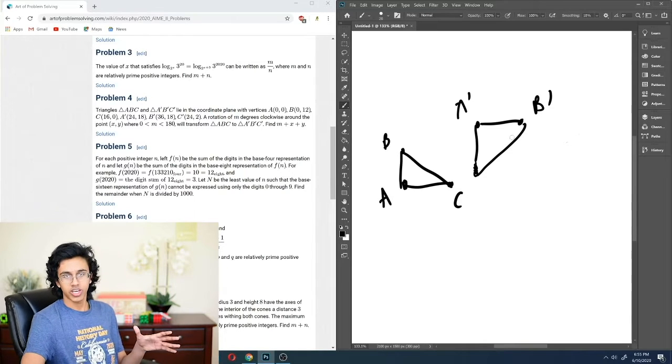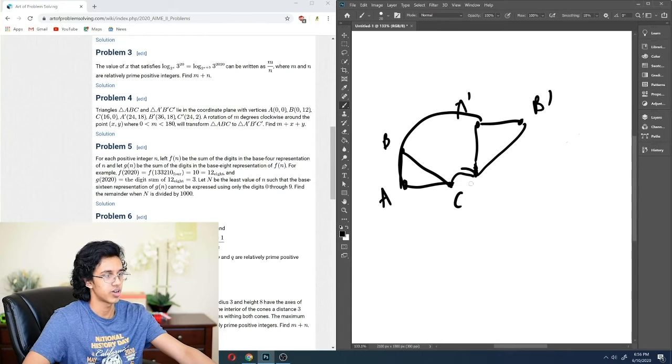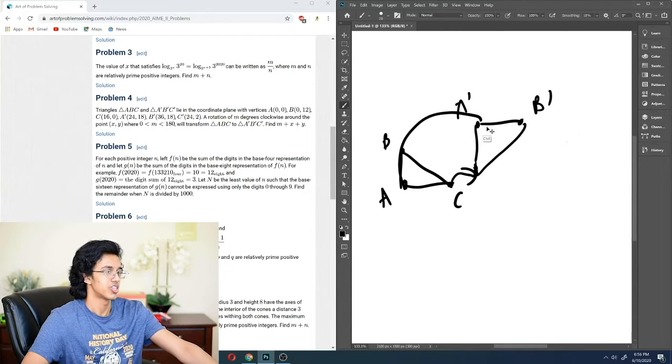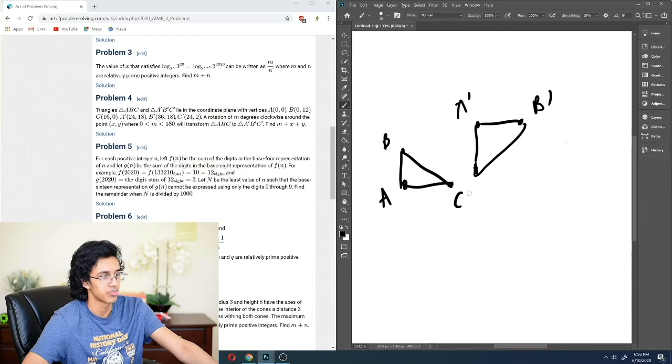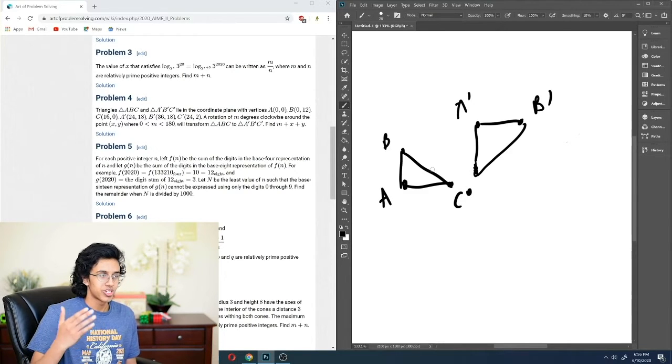Okay, so literally just looking at this, you can see that your A got rotated here. Your C got rotated there. And your B got rotated there. So just by looking at it, you could probably tell that your point is going to be somewhere over here, and you're rotating 90 degrees clockwise.